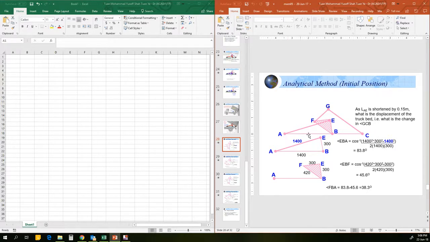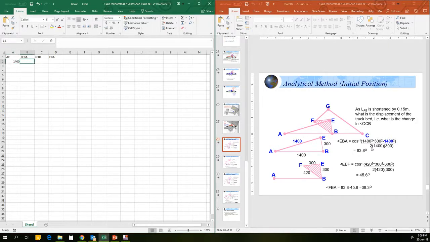This is the Excel. Let's say we made a very simple one. First, we have AE. Then we have angle EBA, then angle EBF, then angle FBA. The rest we will continue once we go to the next slide. In this case, EA is 1400.